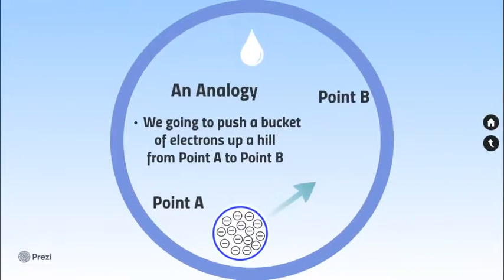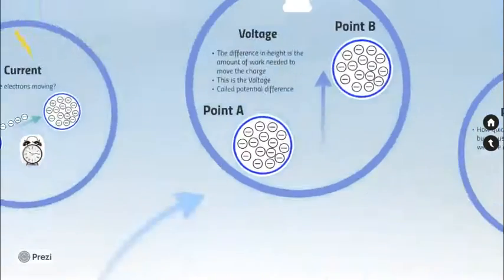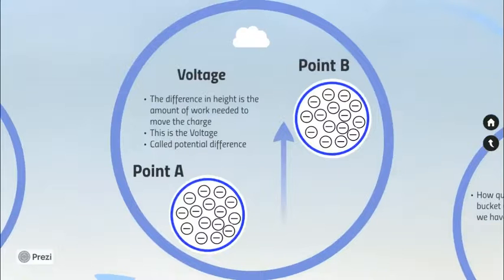Let's do an analogy. We're going to push a bucket of electrons up a hill from point A to point B. Voltage, the difference in height, is the amount of work needed. So we're going to push it up this hill, and it's going to require pressure as we push this, and that's how much pressure we need to get it to go. We also call it potential difference.